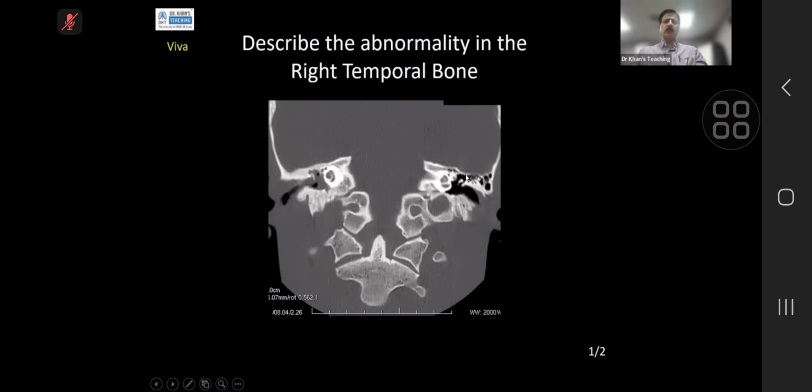This is the normal side. You can see my mouse? Yes, I can. So this is the normal side, and this is the abnormal side. Can you describe the findings here?